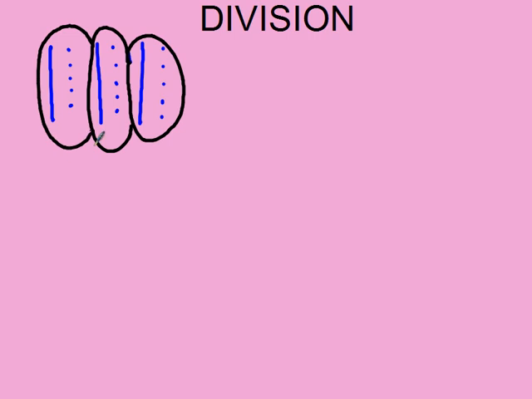So how much is each line worth? Haley? 10. How much are each of these dots worth? 1. So we have 10, 20, 30, 31, 32, 33, 34, 35, 36, 37, 38, 39, 40, 41, 42, 43, 44, 45. And we need to make ourselves a division sentence.